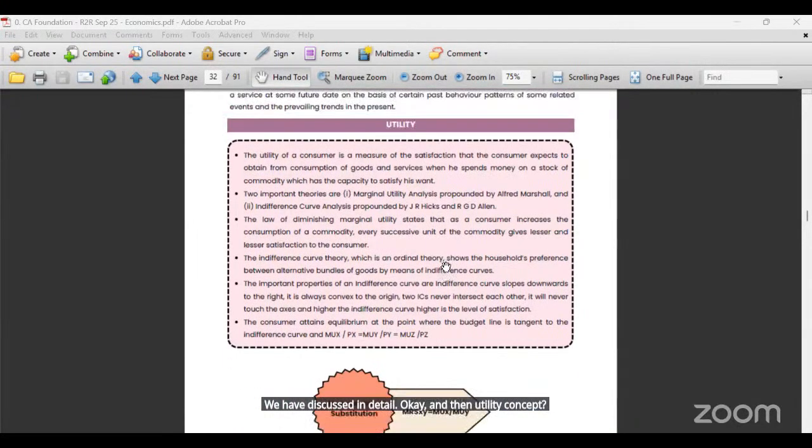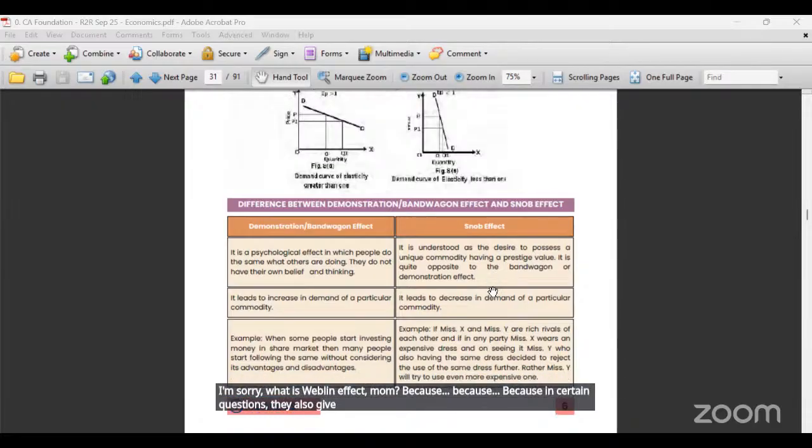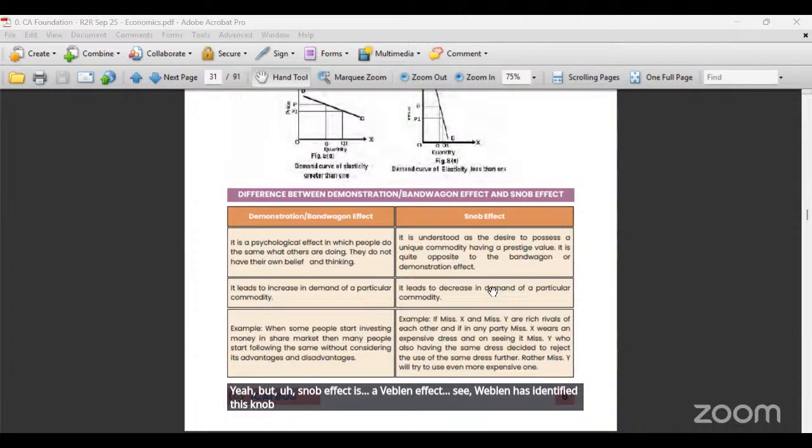Ma'am, can you please give a two-line summary of the Veblen effect? Snob effect is called the Veblen effect, because Veblen is the one who identified the snob mentality of the people. In certain questions they also give the options of Veblen effect along with the snob effect, that's the reason I asked. Yeah, but snob effect is Veblen effect.